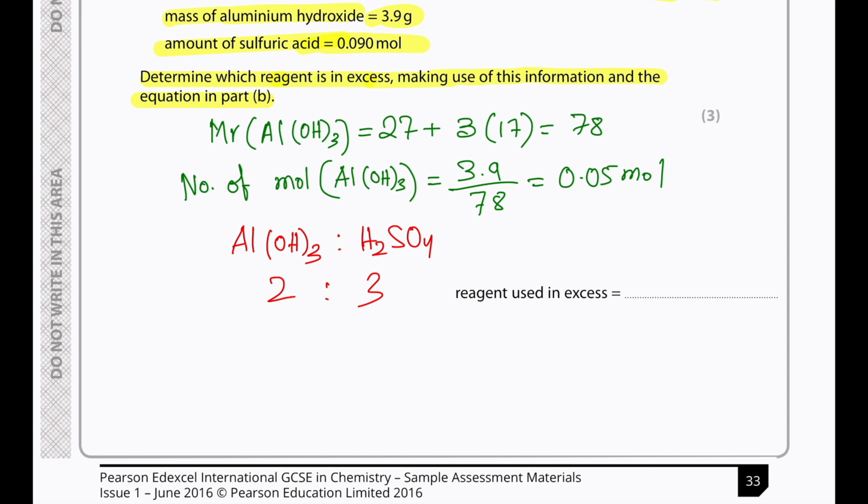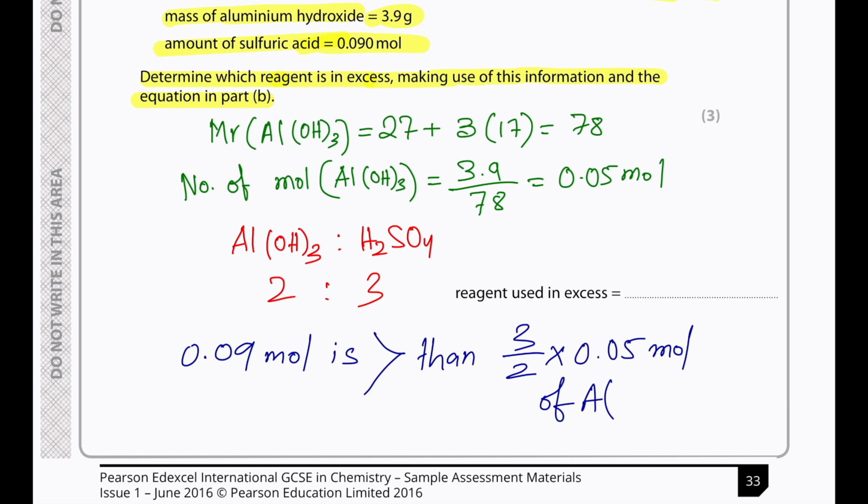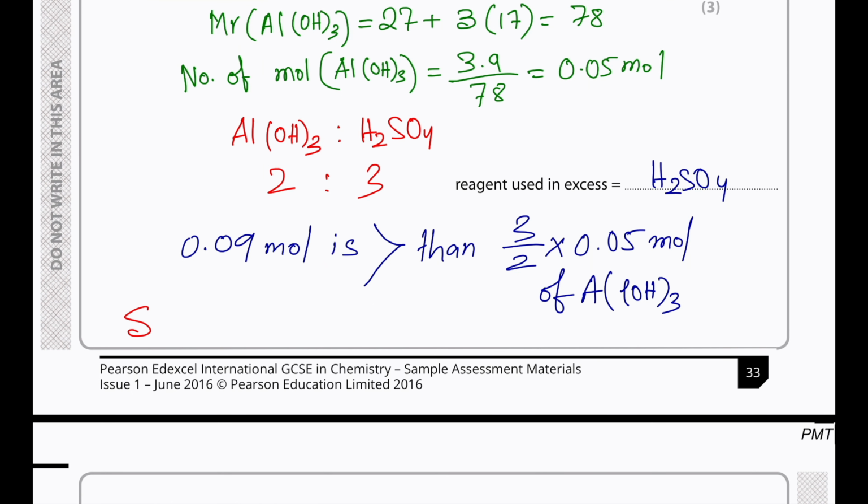If we look at the reaction, we will see that it reacts in a ratio of 2:3. All right. So we get a ratio of 2:3. And the sulfuric acid is in excess.